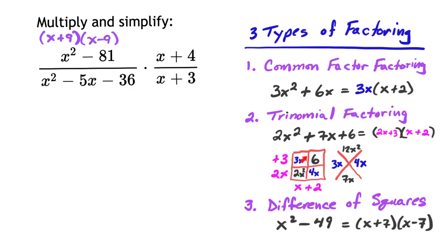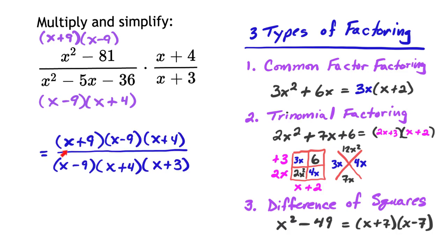As you use this process over here of going first term, last term in the box, and then multiplying the diagonal, and asking what multiplies to negative 36 and adds to negative 5, you're going to say the factors are going to be x minus 9 and x plus 4. Then now you can rewrite the question in its factored form as x plus 9, x minus 9, x plus 4 all on the top, over x minus 9 times x plus 4 times x plus 3 in the denominator.